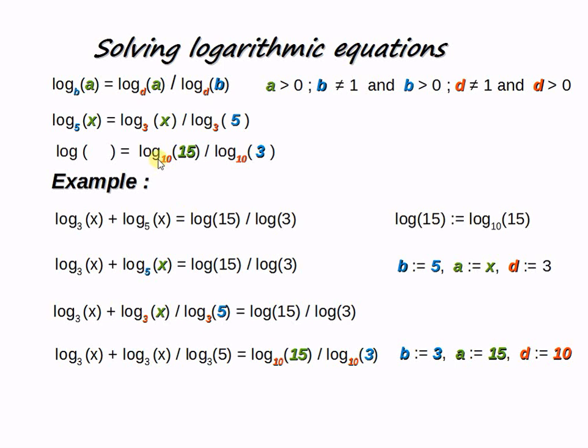So now we can say log base 10 of 15 over log base 10 of 3 is equal to log with some base of some argument. And because 3 is in the denominator, it becomes the base of the equivalent logarithm. And for the same reason, because 15 is in the numerator, 15 becomes the argument of the equivalent logarithm. And now we can rewrite the last equation by replacing the quotient with the base 3 logarithm.